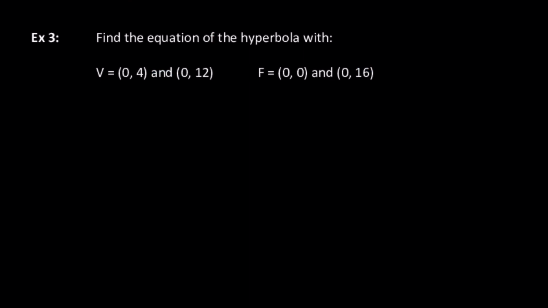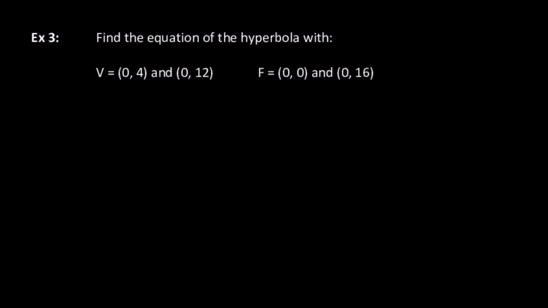In example 3, I want you to find the equation of the hyperbola given the vertices are 0, 4 and 0, 12, and the foci are 0, 0 and 0, 16. Now, we really should be able to do this without making a sketch, but I'm going to be visual for this first example and show you how we do it.